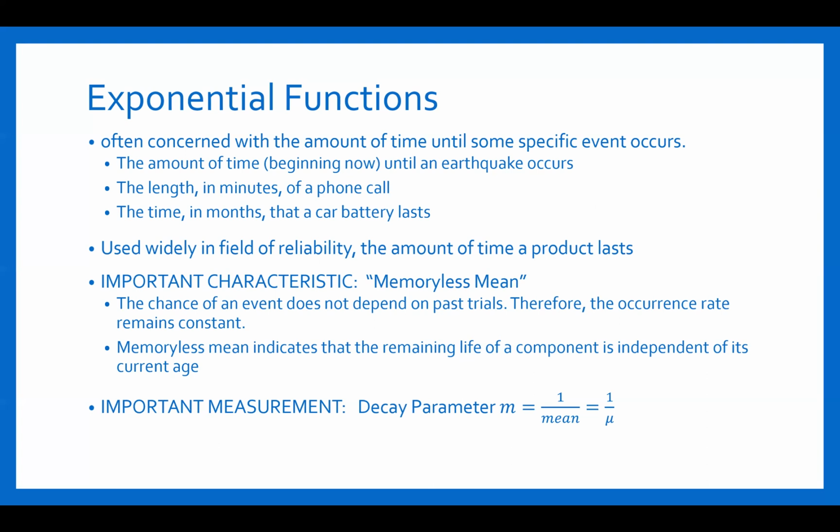But because of that idea of the memoryless mean, we have what's called the decay parameter. It kind of gives you an idea of how fast that particular item is going to lose its shelf life. How fast is that battery going to decline, or how fast are your tires going to decline? It's called the decay parameter. It's represented by a lowercase m, good old English letter M, and it is equal to 1 over the mean.